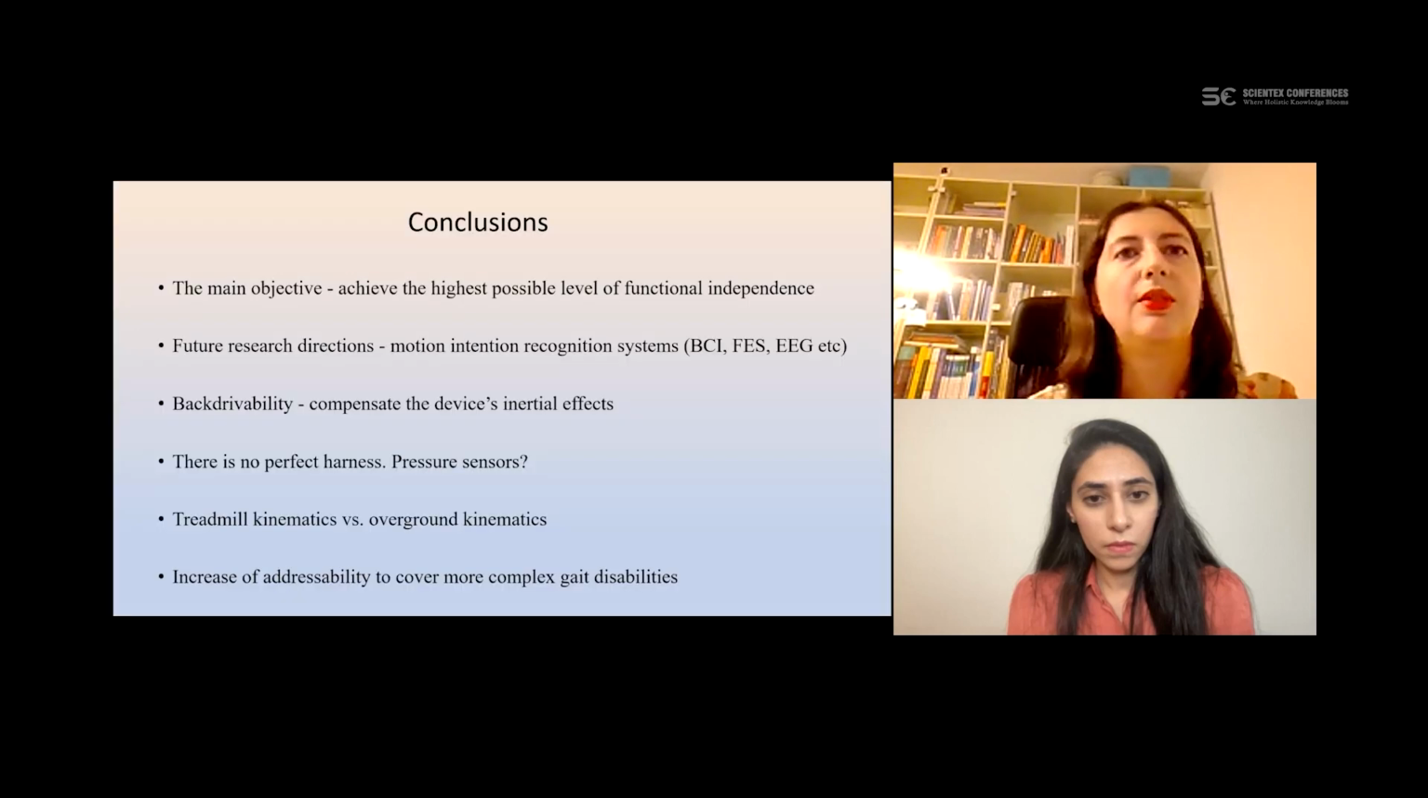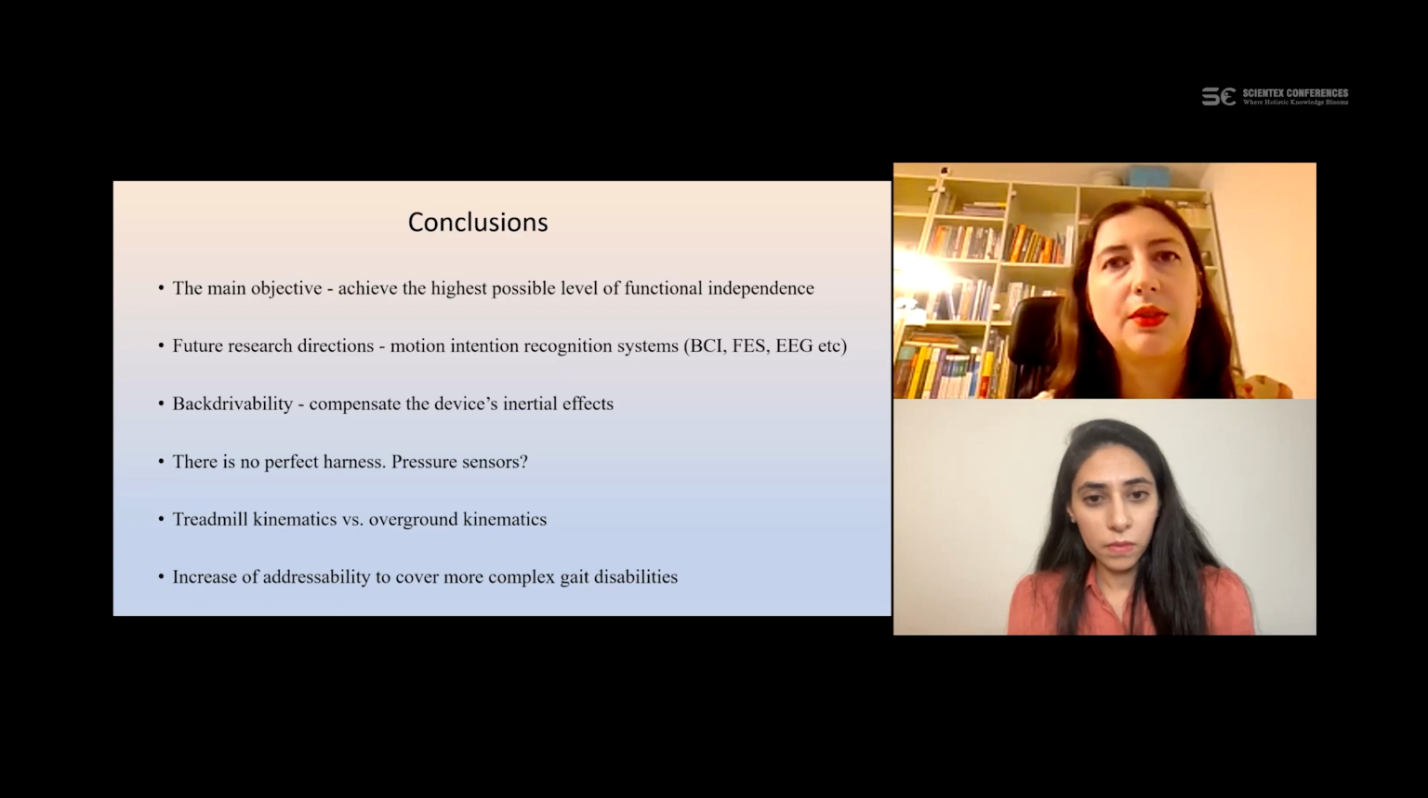Conclusions. The main objective of the gait rehabilitation systems is to help patients achieve the highest possible level of functional independence given their situation. Future research directions for system improvements should consider motion intention recognition systems based on brain-computer interface, functional electrical stimulation, EEG, or other technologies that can be applied in a closed biofeedback loop in order to predict and assist the patient's movements and adjust their trajectory and range of motion only if needed.